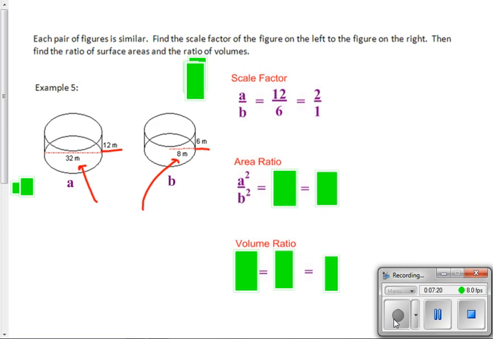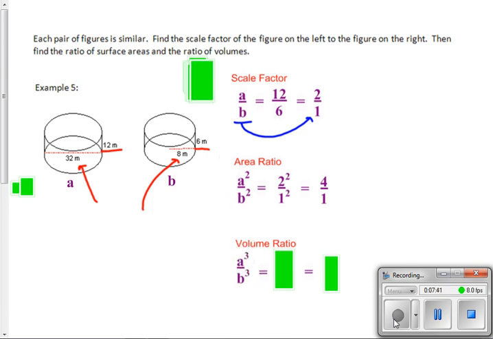We'd have to find the area. Now area is A squared, B squared. What you have here is A and B. So basically what we need to do here is take those and square your numerator and square your denominator. So you'd have 2 squared over 1 squared. Your area ratio would be 4 to 1. Volume, same process. However, we are going to cube things. So we have A cubed, B cubed. Again, what I would take is my scale factor, 2 over 1, and I would cube those. So I'd have 2 cubed over 1 cubed. The volume ratio would be 8 to 1.